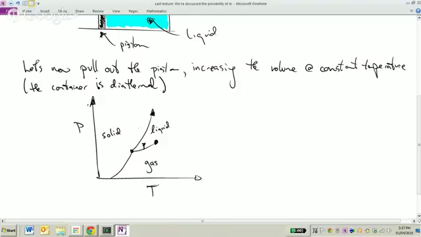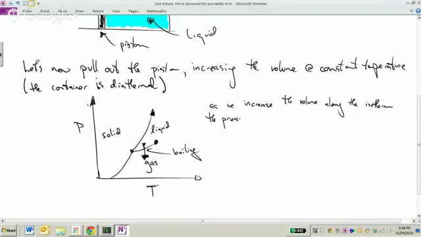Boiling, yeah, that's right. Okay, so this is called boiling, right? So as we increase the volume along the isotherm, the pressure will decrease. So we move from top to bottom.